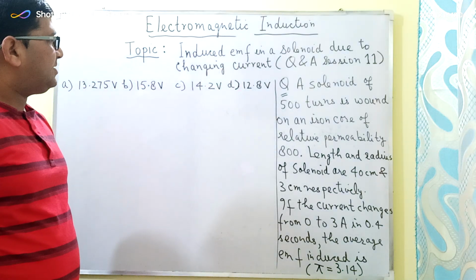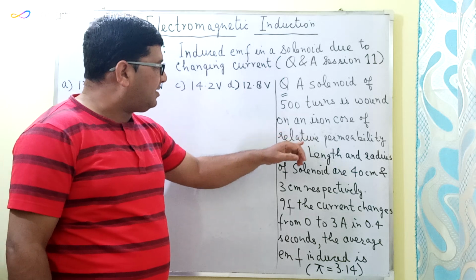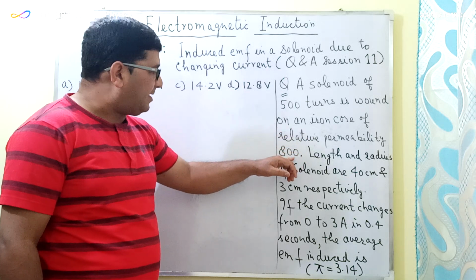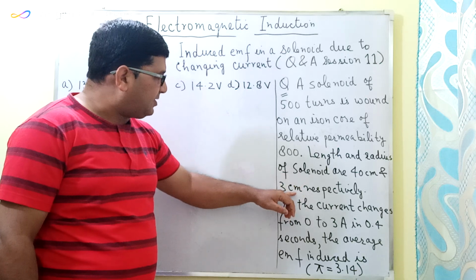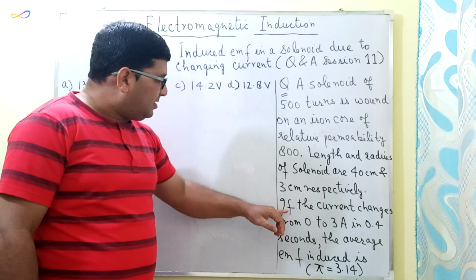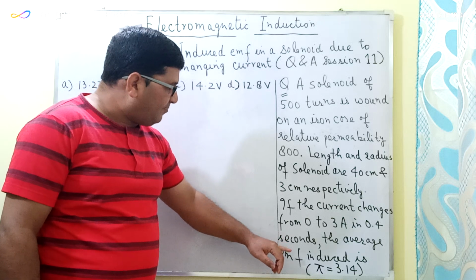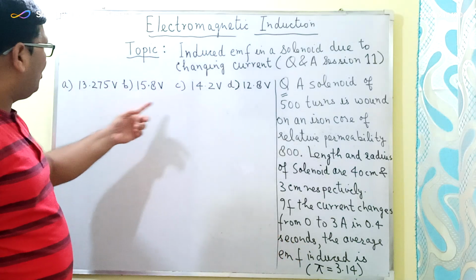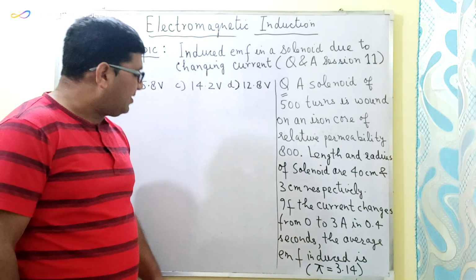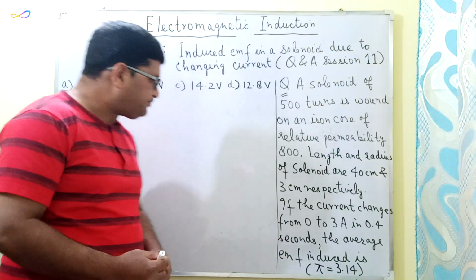Now the question here is, a solenoid of 500 turns is wound on an iron core of relative permeability 100. The length and the radius of the solenoid are 40 cm and 3 cm respectively. If the current changes from 0 to 3 amperes in 0.4 seconds, then the average EMF induced is. There are 4 options here and we have to find the correct one. In this question we have to take the value of pi as 3.14.